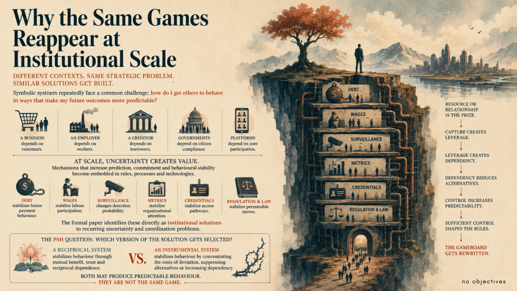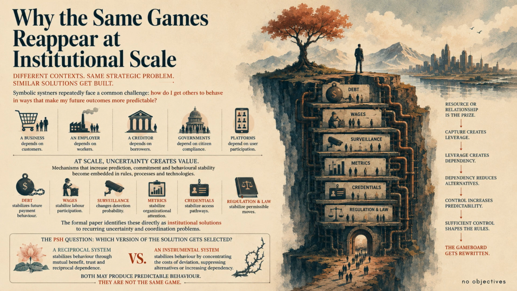They depend on autonomous people whose future behavior they cannot completely control. Workers can leave, borrowers can default, customers can buy somewhere else, citizens can refuse to comply, users can leave a platform. So institutions have an enormous incentive to reduce that uncertainty and make future behavior more predictable for the sake of extracting more. And there are very different ways of doing that.